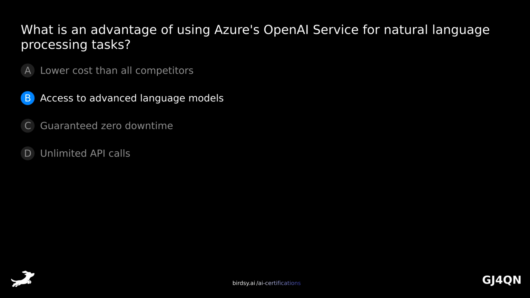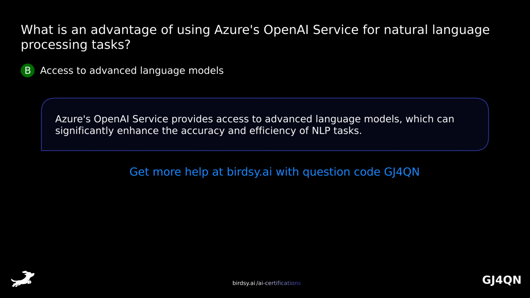B, access to advanced language models? C, guaranteed zero downtime? Or D, unlimited API calls? The answer is B, access to advanced language models. Azure's OpenAI service provides access to advanced language models, which can significantly enhance the accuracy and efficiency of NLP tasks.